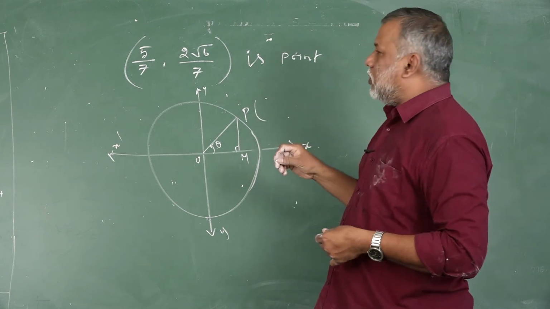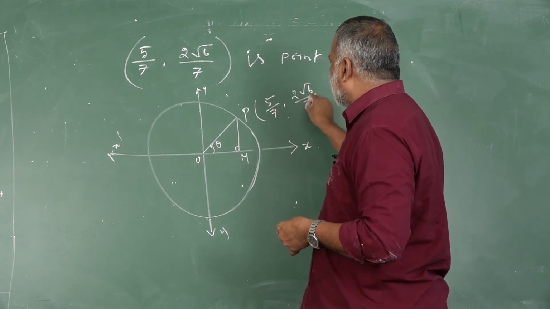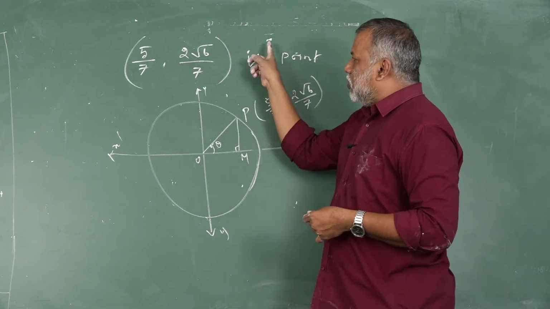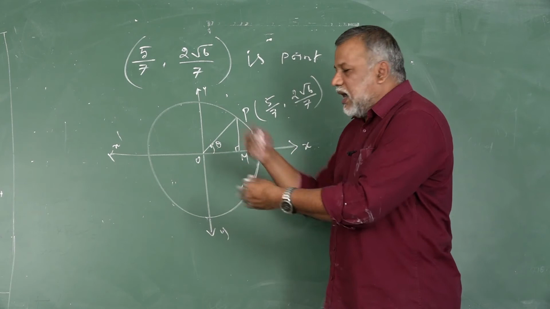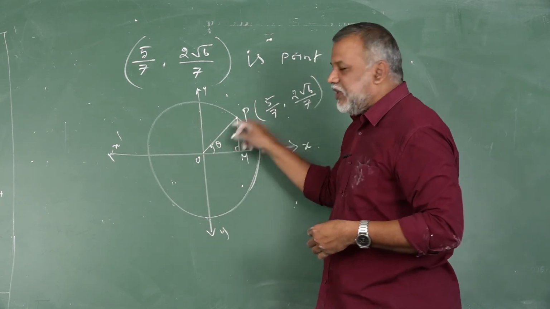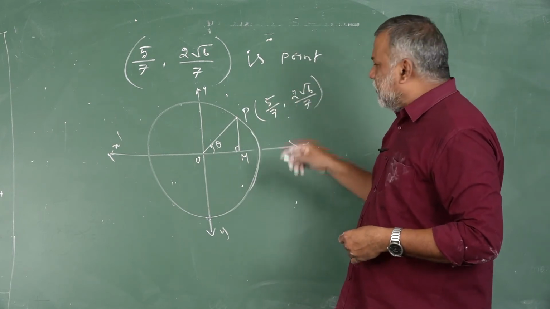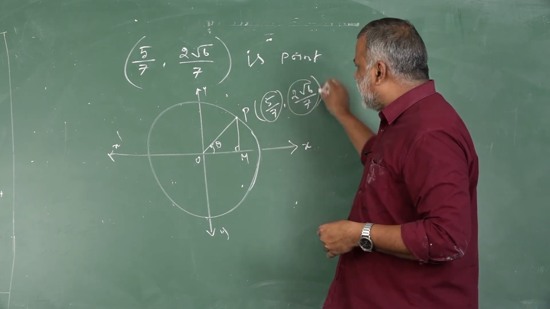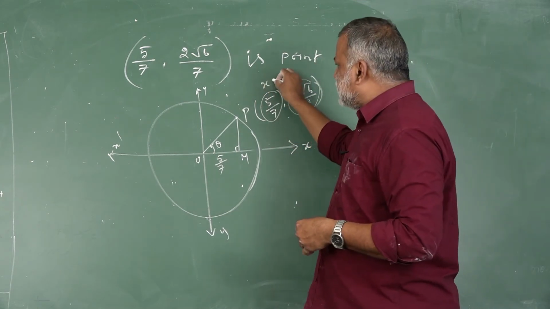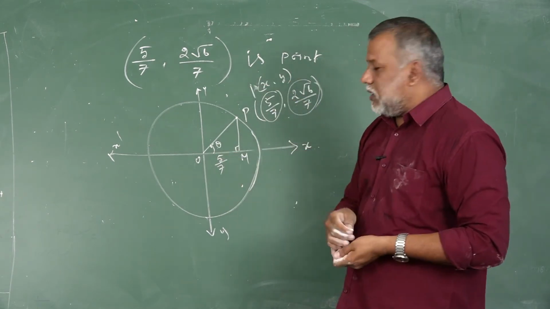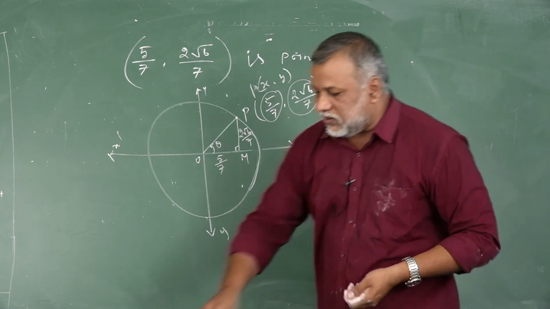Now this is considered to be the point 5 by 7, comma 2 root 6 by 7. As per the given data, this point lies on the terminal side. Initially we are thinking about the initial side and the terminal side. OP is the terminal side. This is the point 5 by 7, comma 2 root 6 by 7. This is the x value, this is the y value. So 5 by 7 is the x value. Generally we say x comma y. Here the y value is 2 root 6 divided by 7.